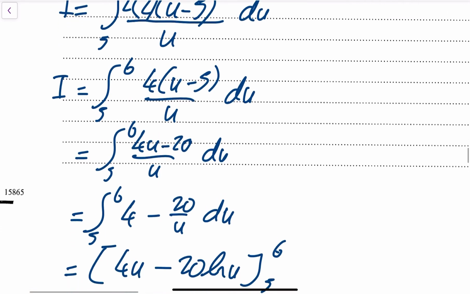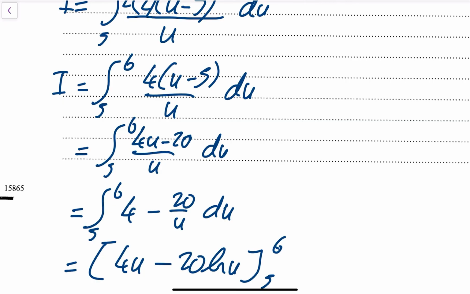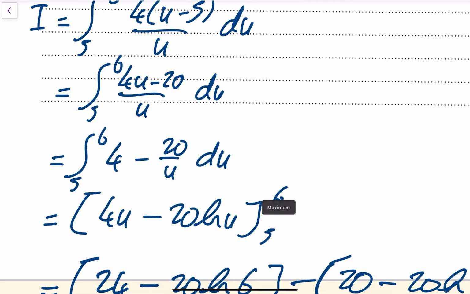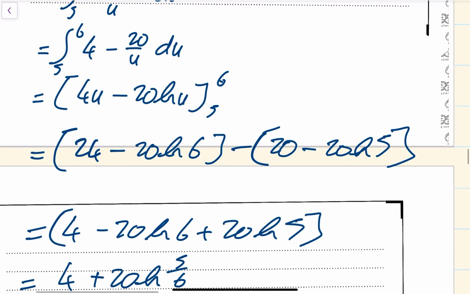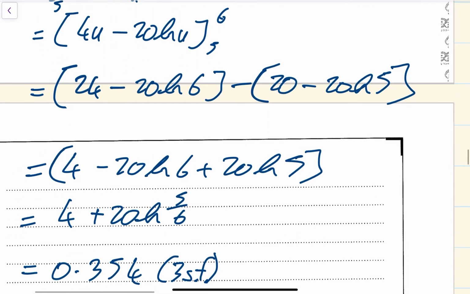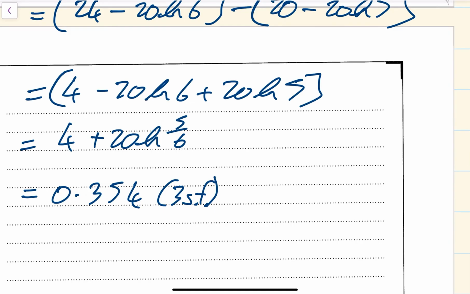4 upon u minus 5, then that becomes 4u minus 20 all over the u. Divide through by the u, you'll have the integral of 4 minus 20 over u. Integrate then, you'll have 4u minus 20 ln u, and that's between 6 and 5. Fire the 6 in, you'll have 24 minus 20 ln 6. Fire the 5 in, you'll have 20 minus 20 ln 5. 24 minus 20 is 4. Minus 20 ln 6 minus 20 ln 5 is plus 20 ln 5/6. And then that becomes 4 plus 20 ln of 5 over 6, which is 0.354.